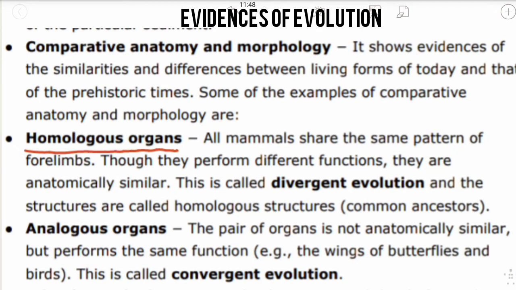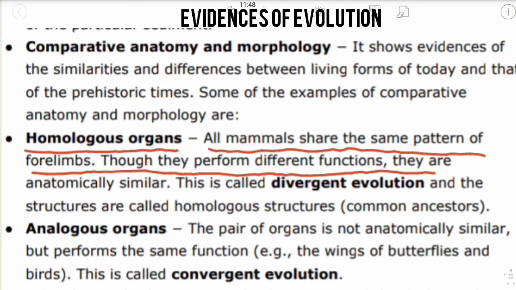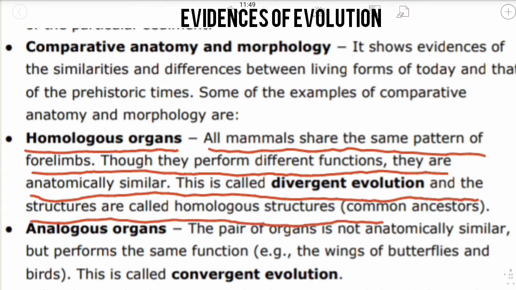Homologous organs. All mammals share the same pattern of four limbs. Though they perform different functions, they are anatomically similar. This is called divergent evolution, and the structures are called homologous structures, from common ancestors. So homologous organs have the same anatomical structure but perform different functions. So this is the example.